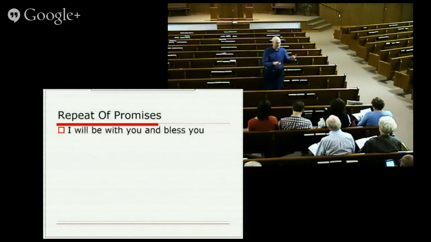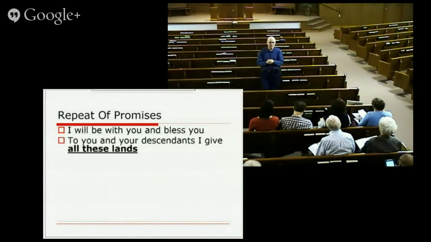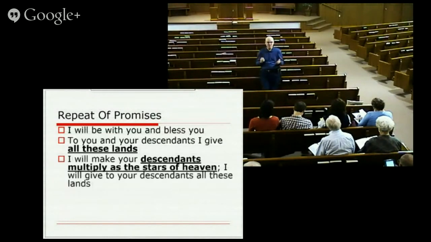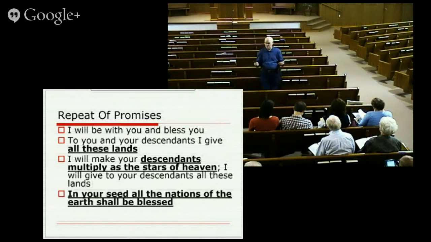We're going to get something else in between: the promises that were made to Abraham and repeated to him multiple times. What are they? Three things: land, nation, and the seed. The three promises made to Abraham back in chapter 12 are now made to Isaac in the last half of this chapter. To your descendants I will give this land. I will multiply your descendants as the stars of heaven. They will have the land, and in your seed all the nations of the earth shall be blessed.